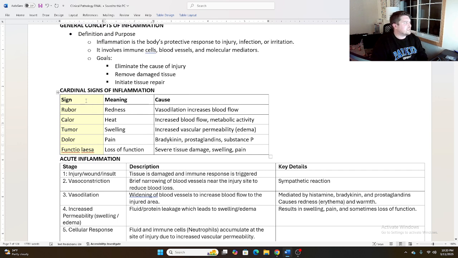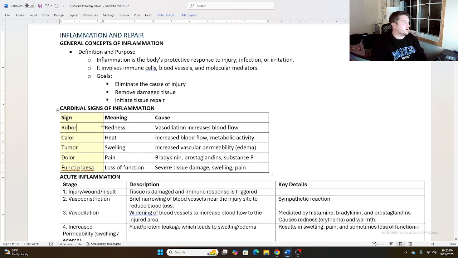Some of the big signs we want to look for with inflammation, with any type of injury, are rubor, calor, tumor, dolor, and functio laesa. Oftentimes the questions they're going to ask on part 1 are along the lines of which of the following is or is not a sign of inflammation, and they'll use these Latin roots instead of the actual meaning.